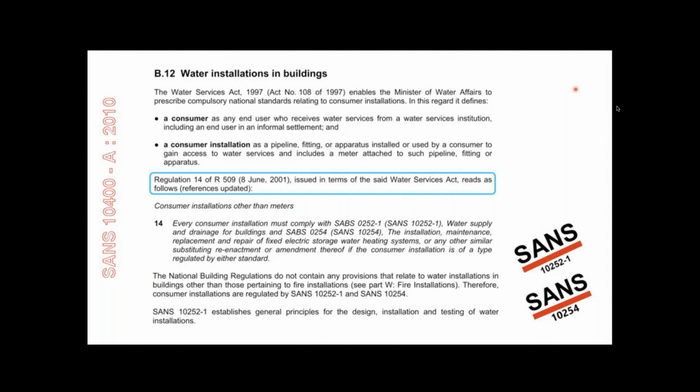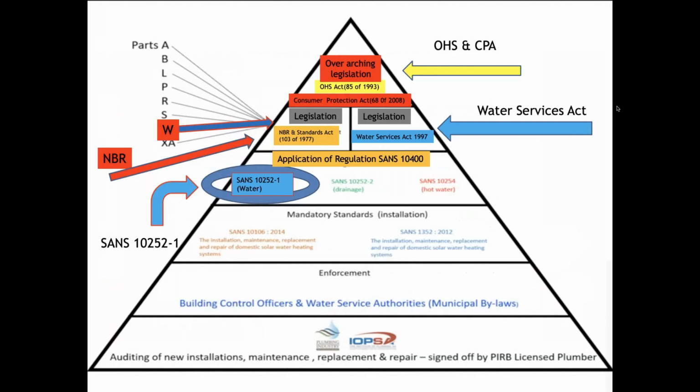So back to our pyramid, you'll see there on the left-hand side, SANS 10252 Part 1 has popped up, and that is applying to water. And on the right-hand side, we have SANS 10254. So they interact with each other. Those are the two relative to testing of water reticulation this morning.